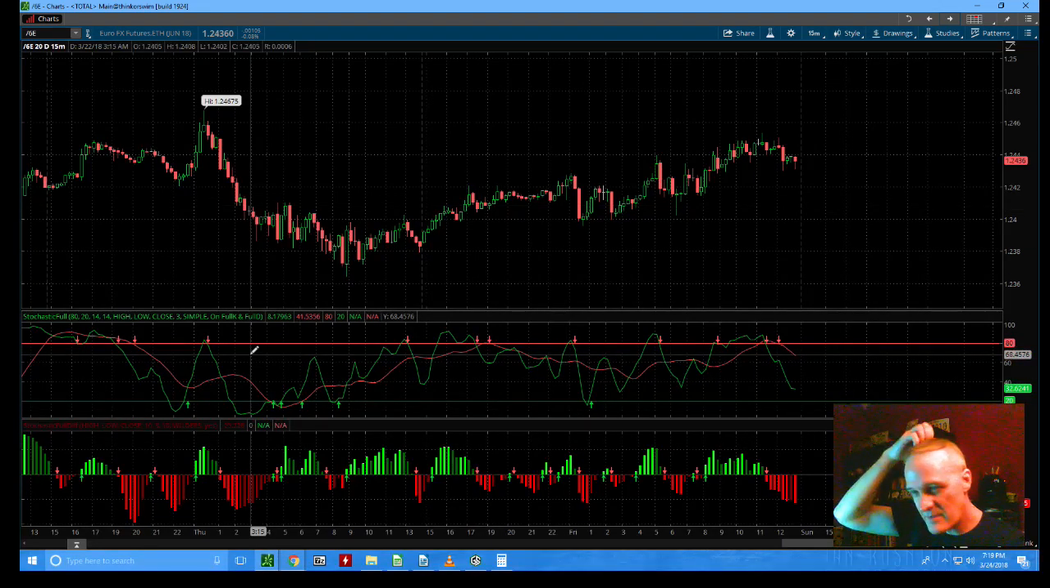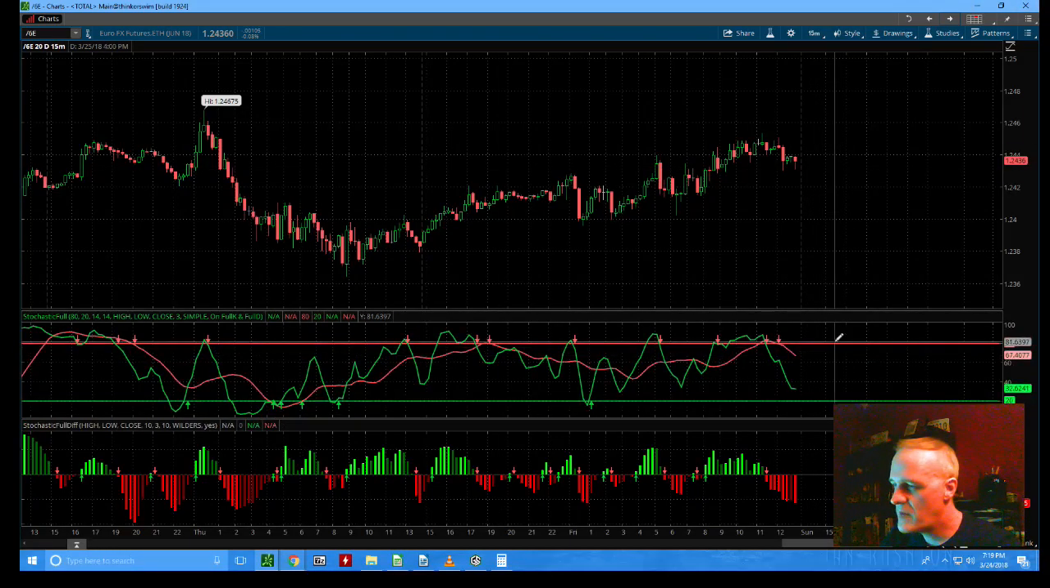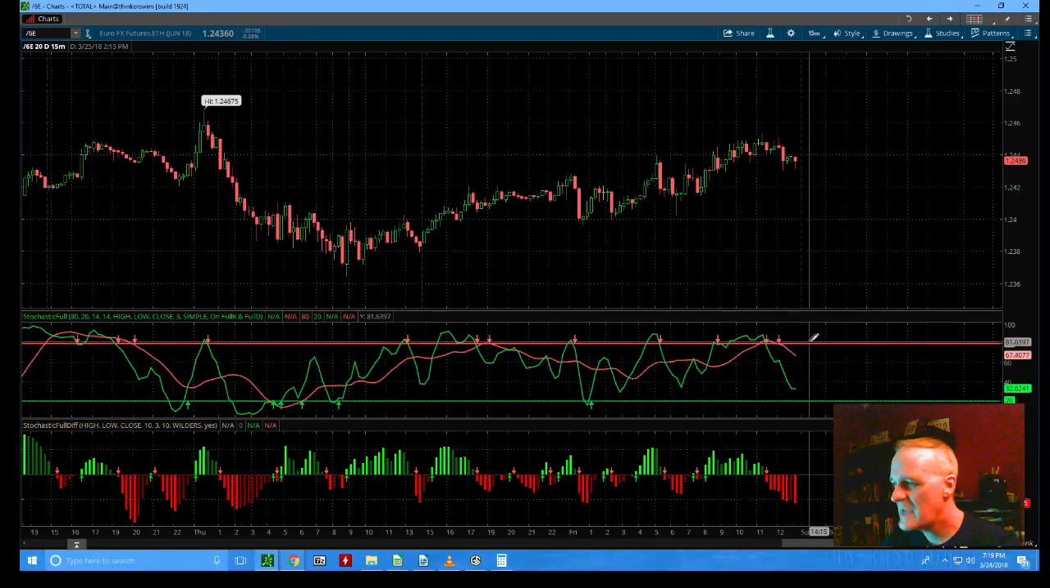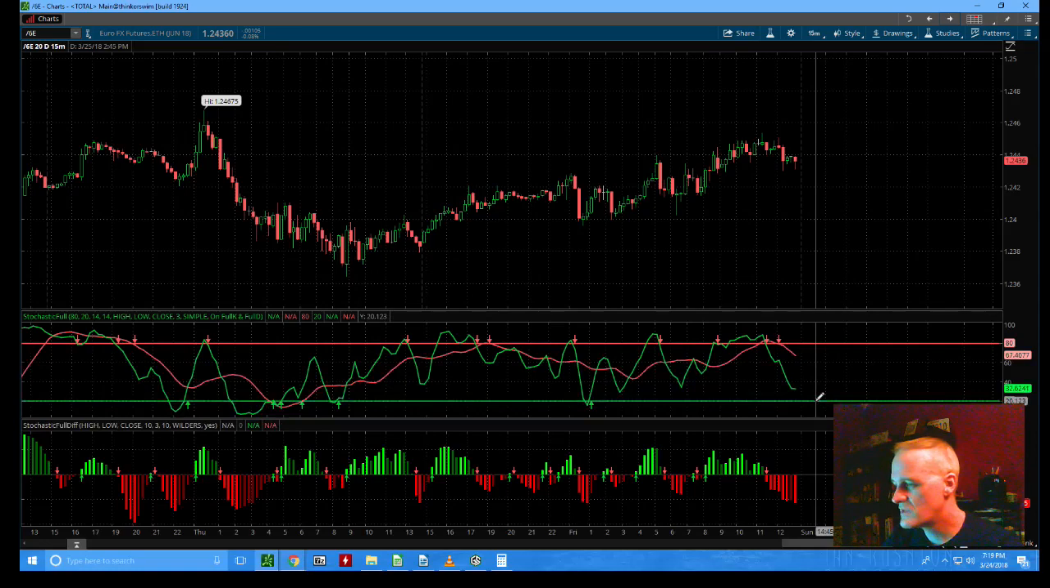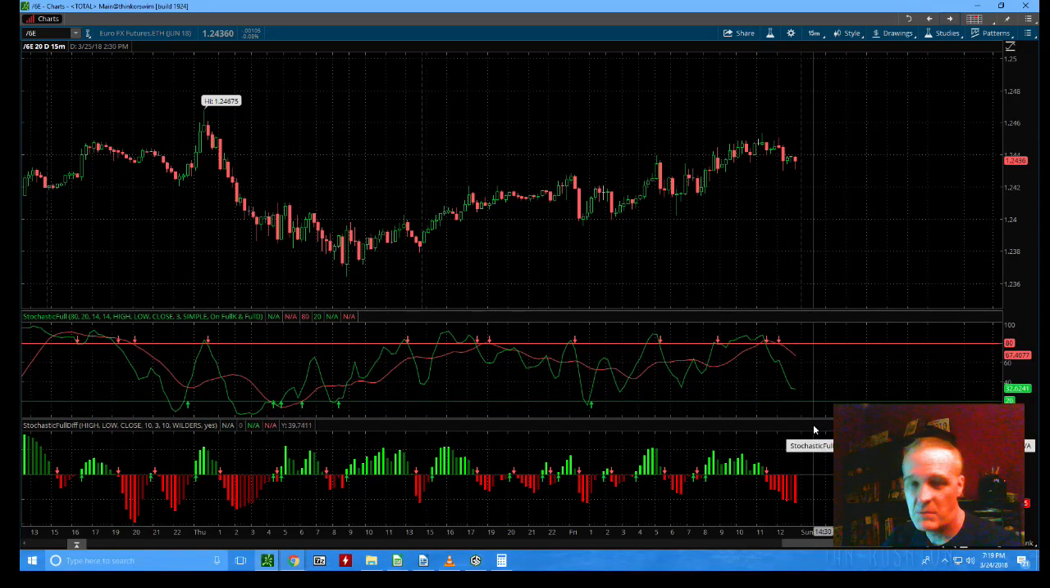Now, the thing that's different about the stochastic is that there is also an overbought level and an oversold level. So anything above 80 is considered overbought, which means that it's time to sell, either sell to open or sell to close. And an oversold position tells you it's time to buy to open or buy to close if you're short. Okay.